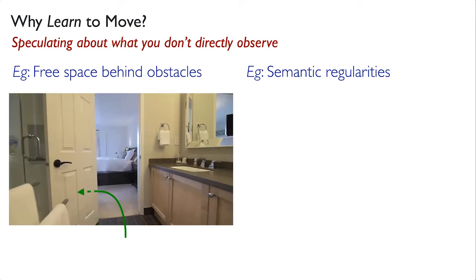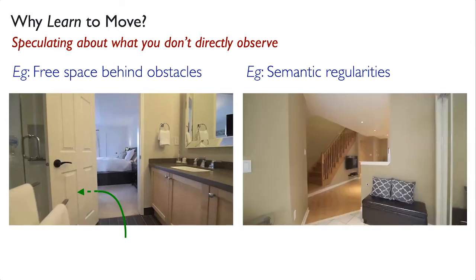There are semantic regularities, right? So here is another apartment, another house. Let's say you are visiting your friend or whatever, and you're trying to find a couch, right? Now, again, you don't see a couch over here, but a lot of you would agree that if I were to go straight and turn around this corner, I might very likely see a couch.